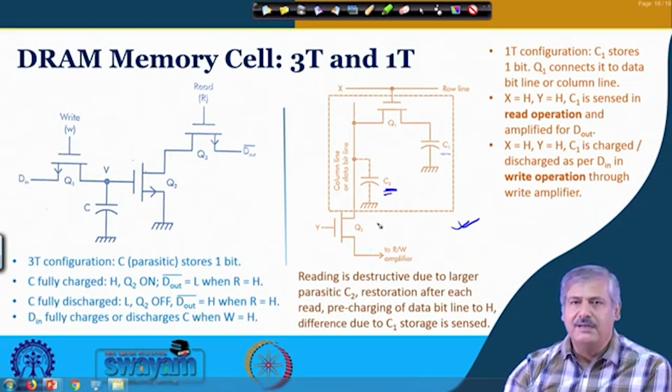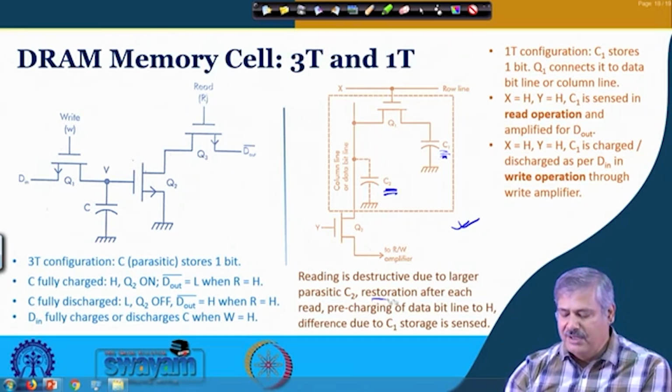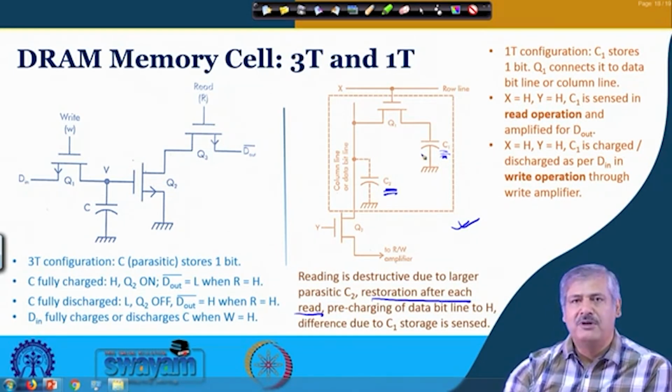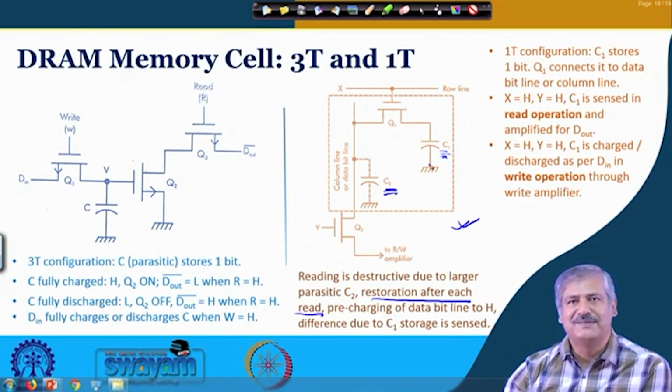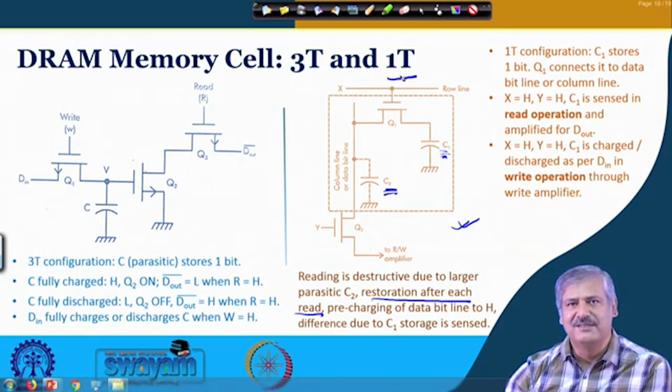Whenever you read it, because of the charge sharing, charge dividing that is happening, this charge coming over here, it becomes a destructive reading. So, this charge information here gets lost. After every read you need to have a restoration of whatever previous value was there in this C1. So, this is an additional thing, though the density is more and the least number of parts are used. This is a one transistor configuration.